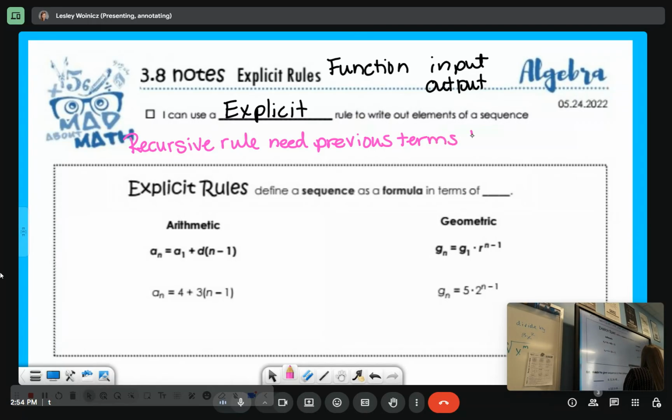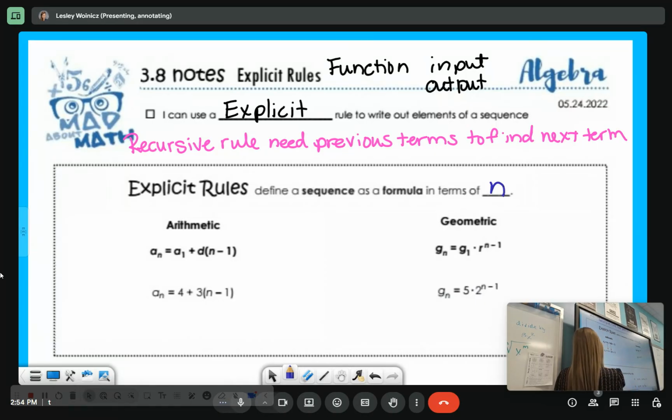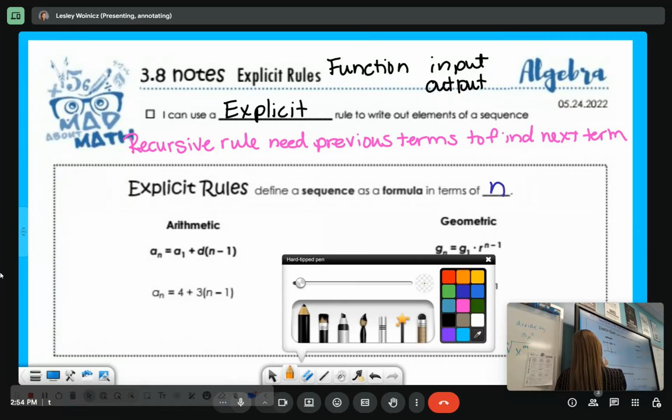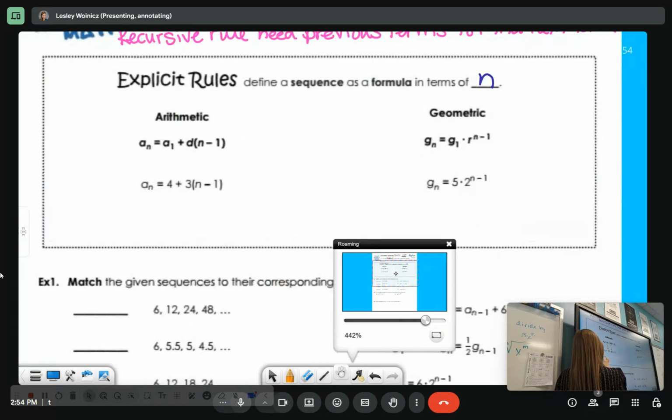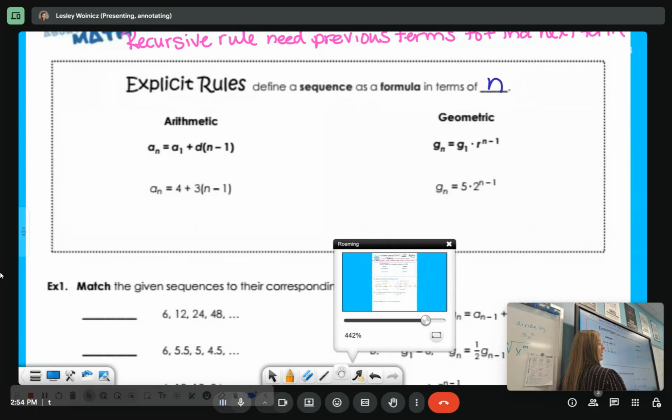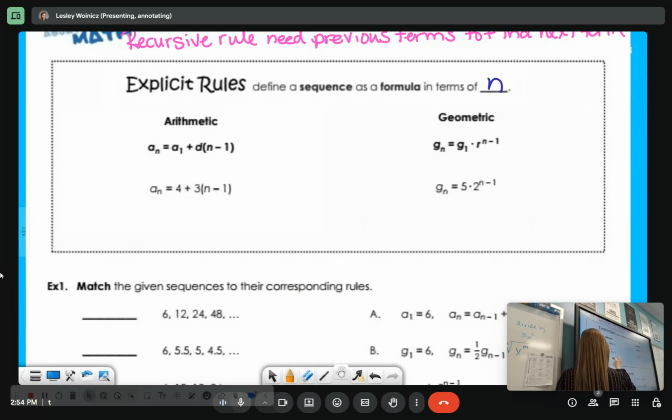So here are some explicit rules. We've got arithmetic and geometric, just like last week. You can see here that my a sub 1, that's my term 1, is 4, so that's my first term in my sequence. And you can see my common difference d is 3. So I can just start at 4 and add 3, and then I'm at 7. And then I can keep adding 3. So my next term would be 10, and then 13, and so on.